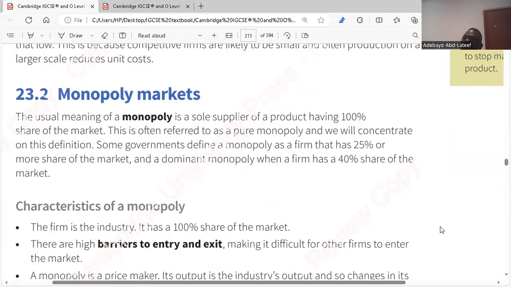So we've talked about a competitive market. We've talked about the behavior of a competitive market. We've talked about the performance of a competitive market. Yes or no? Yes. Okay.